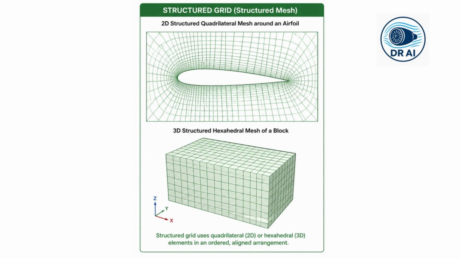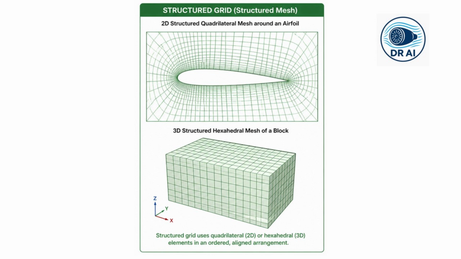The simplest case is a Cartesian grid where all lines are parallel to the coordinate axes. For curved boundaries, we use curvilinear or body-fitted grids. Coordinate transformation maps a rectangular computational space to a curved physical space. The grid lines become curved but remain topologically rectangular.